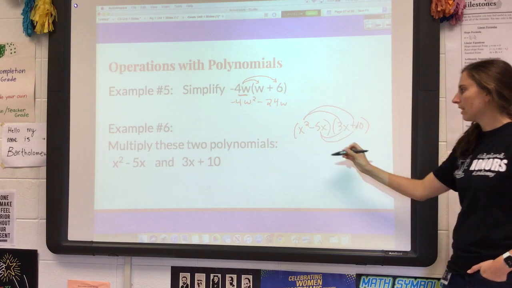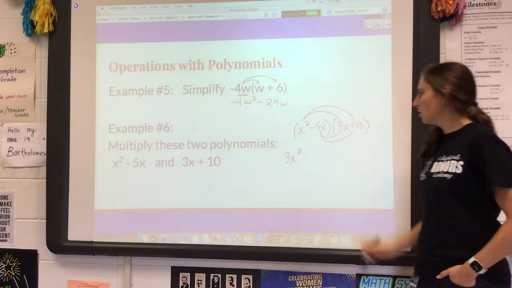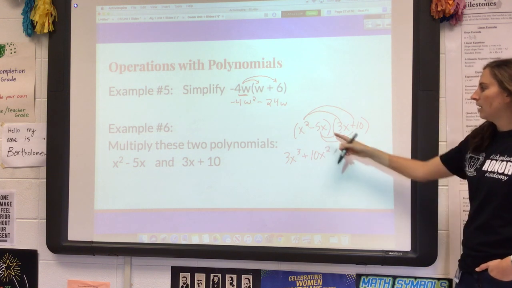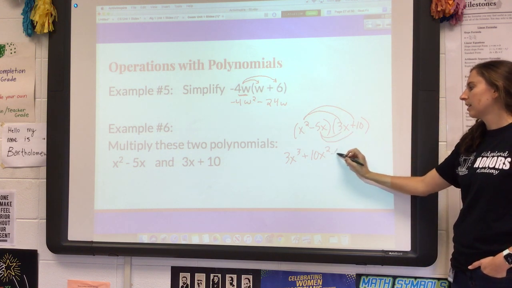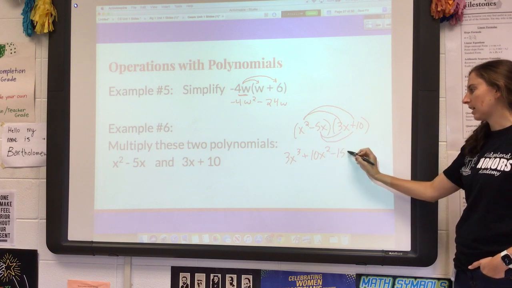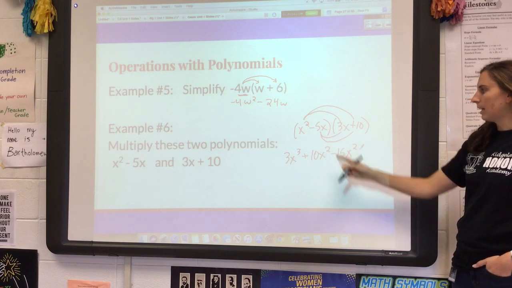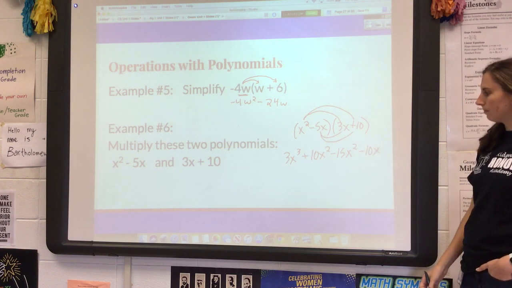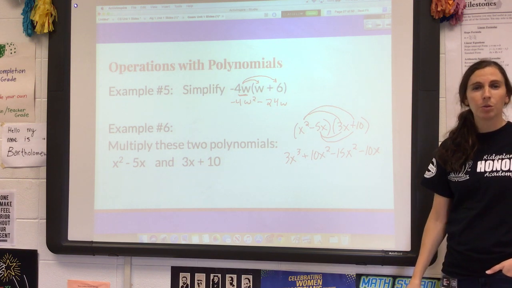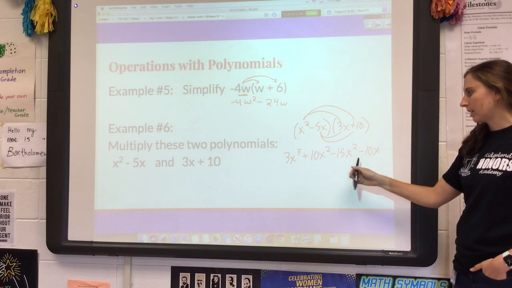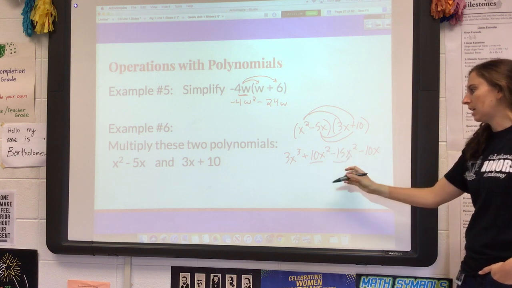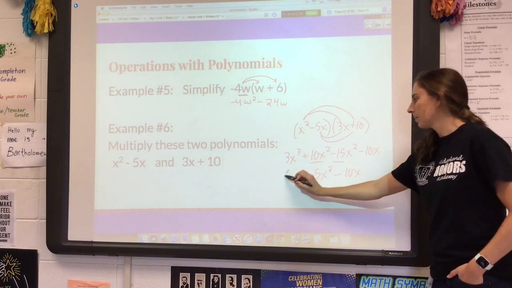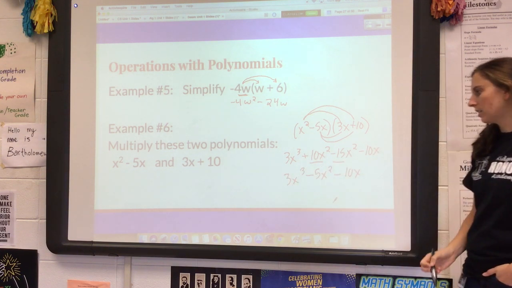X squared times 3x is 3x cubed. X squared times 10 is 10x squared. Negative 5x times 3x is negative 15, and x times x is x squared. And then negative 5x times 10 would be negative 10x. If you ever have like terms at the end, you will want to combine those. So these two are like terms. 10 minus 15 makes negative 5x squared. Everything else stays the same. And that's my final answer.